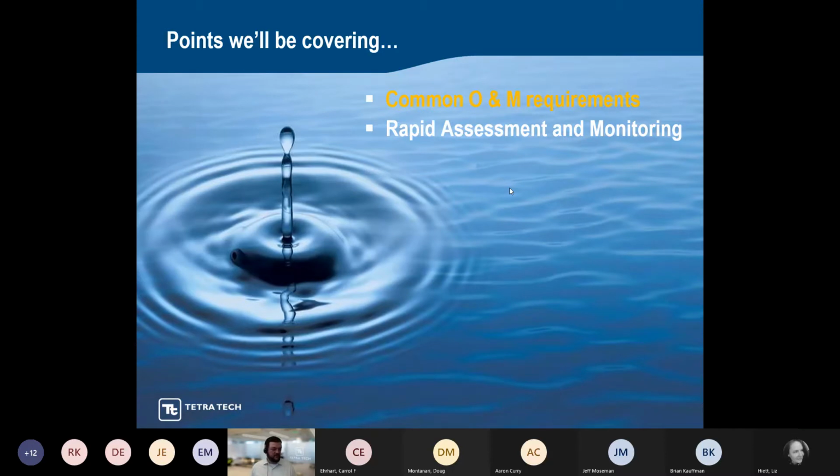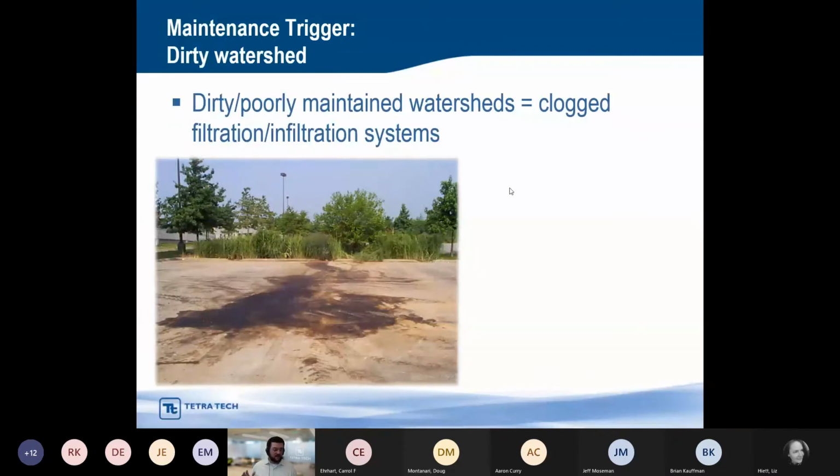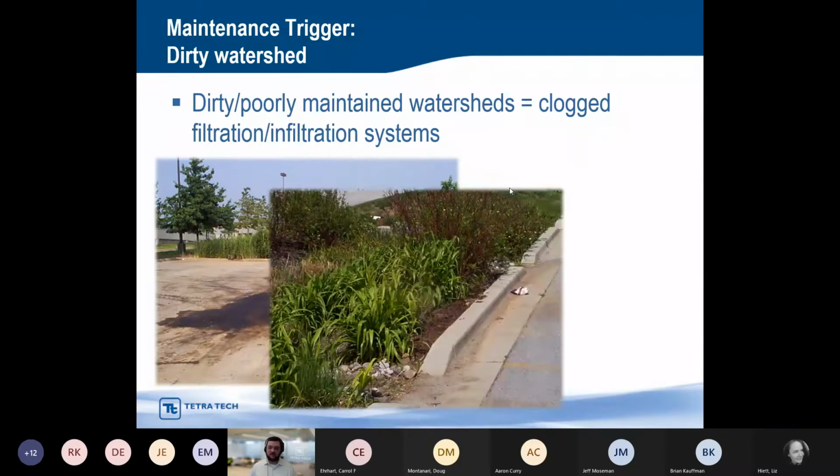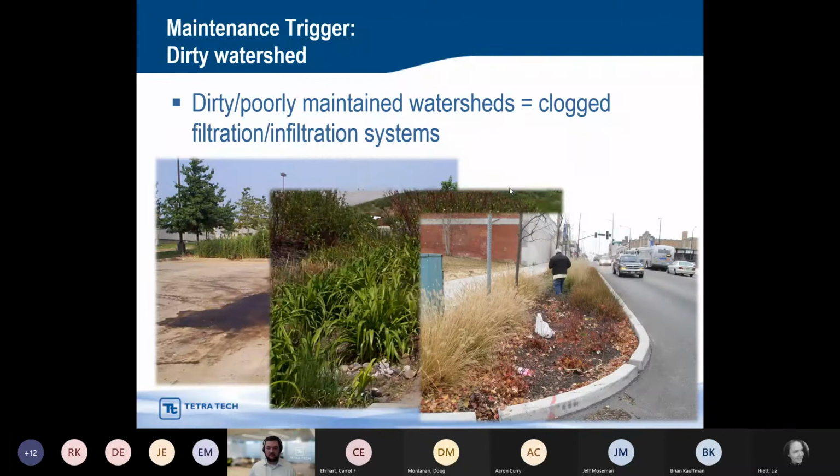So we'll start again with O&M requirements. Like I was saying, it's definitely a bit of a bird's eye view here. So we're going to start at that watershed level. The easiest way to maintain a BMP, to keep it essentially clean and functioning, is to keep the watershed clean, the area that's draining to that BMP. If the water that's going into the BMP is mostly at least free from sediment, oil and grease and trash, then your BMP will be easier to maintain. So that's step one. Keep your watershed clean as much as you can.